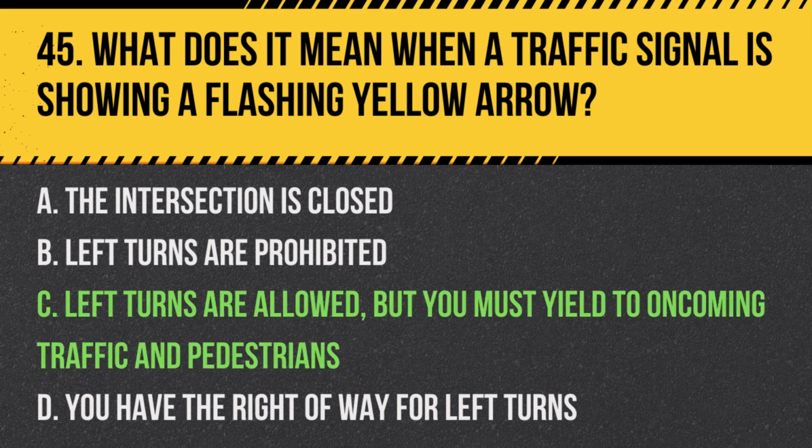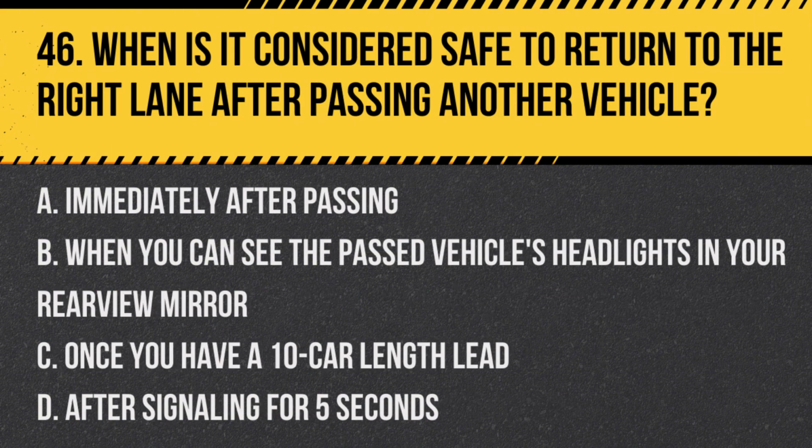Answer. C. Left turns are allowed, but you must yield to oncoming traffic and pedestrians. The flashing yellow arrow indicates caution. Question 46. When is it considered safe to return to the right lane after passing another vehicle? A. Immediately after passing. B. When you can see the passed vehicle's headlights in your rearview mirror.